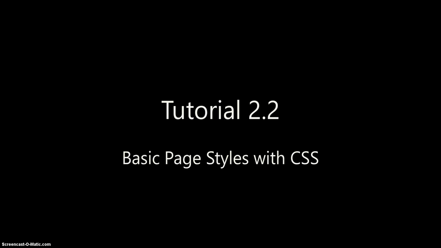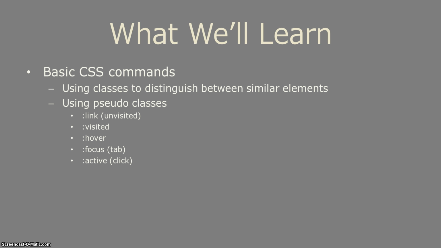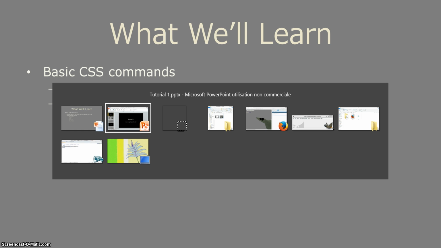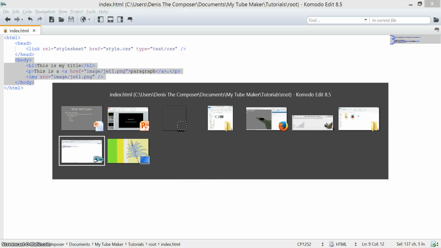Welcome to the second part of my tutorial on basic page styles with CSS. As we were looking at, we were making the text necessary for this preview of our page in PowerPoint. We're continuing with our basic CSS commands, and we're going to learn how to use classes to distinguish between similar elements. To demonstrate what I mean, let's get moving.